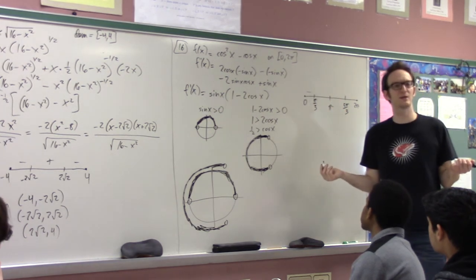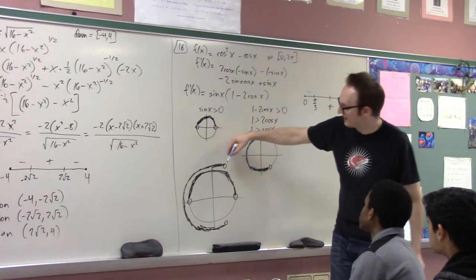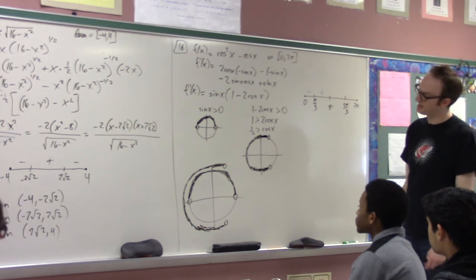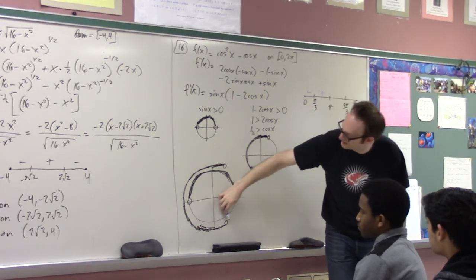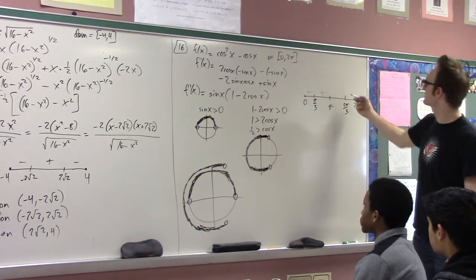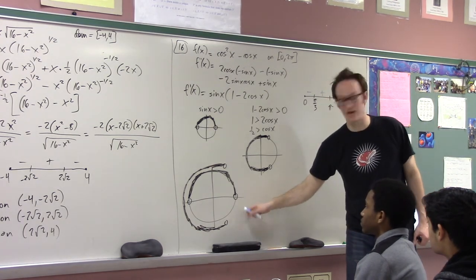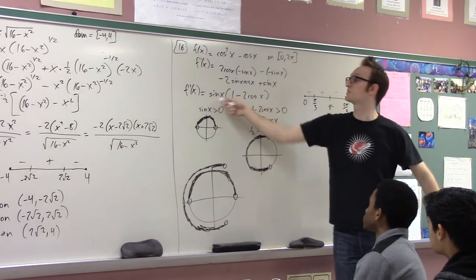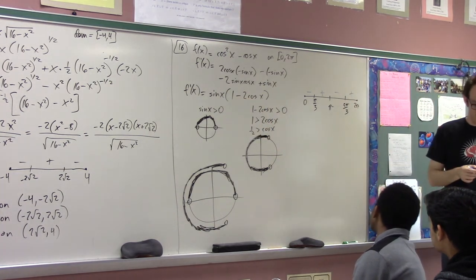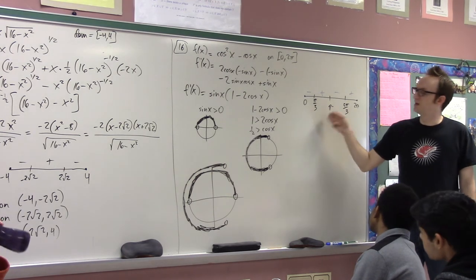You guys remember this whole thing that we did? Yeah, this is like the main time when you need that skill. Okay, and then between pi over 3 and pi, they're both shaded, that means they're both positive, that means the product is positive. From pi to 5 pi over 3, one's shaded and one isn't, so that means one's positive and one's negative, so the product is negative. And from 5 pi over 3 to 2 pi, neither is shaded, which means that these are each negative, but that means that their product is positive. So this is, in my opinion, the most efficient way of doing this problem. Yes?